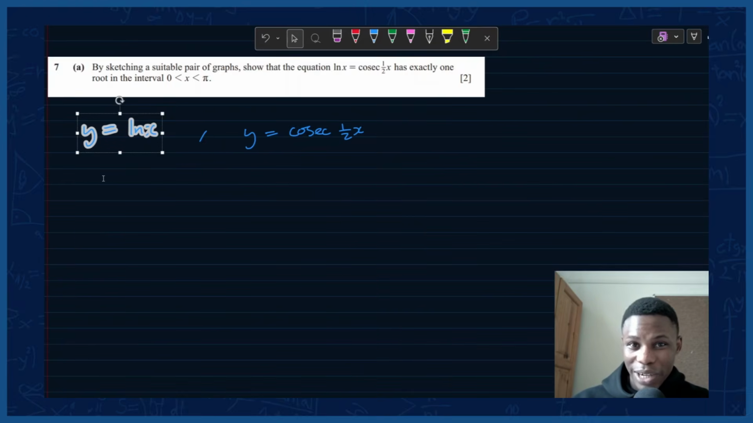I hope you know what the graph of the natural logarithm looks like. Before we get to the actual sketch, we'll just do the two graphs on the side.